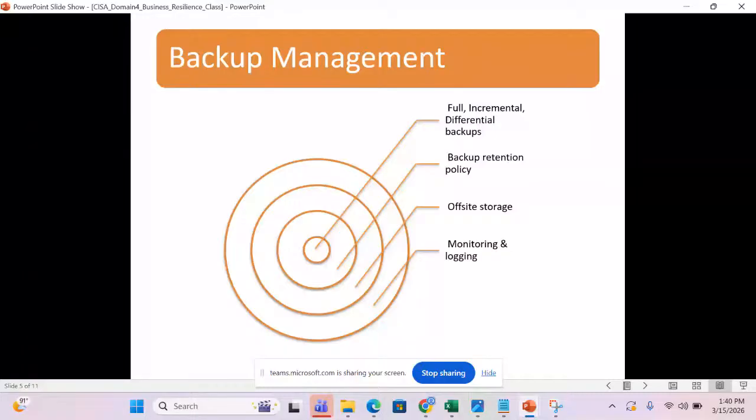So we have something also called offsite storage. We saw offsite storage before. But for offsite, there's one more thing that we need to discuss, which is something called the backup strategy. When we talk about backup strategy, there's something called the 3-2-1 backup strategy. So what does the 3-2-1 backup strategy mean?